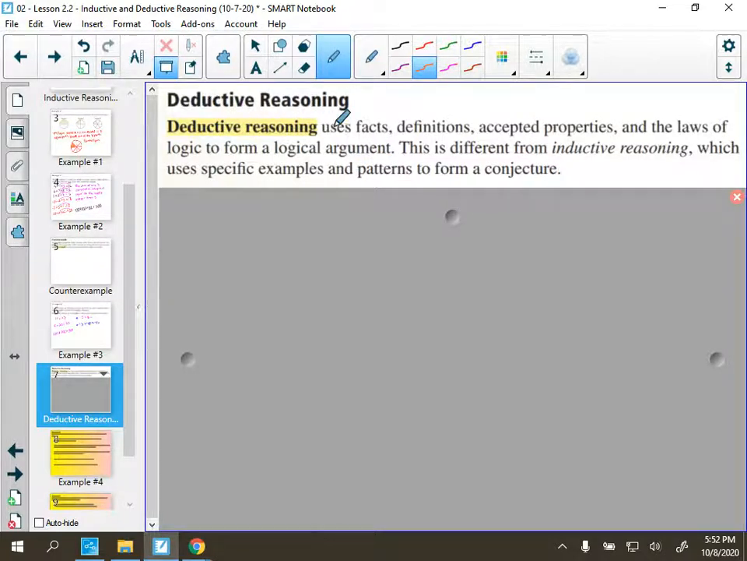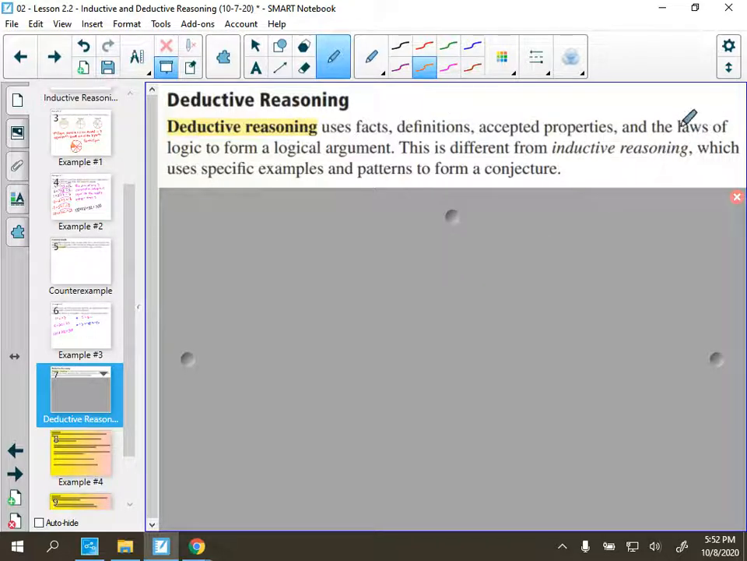So think of deductive reasoning like a court of law, right? I might go into the court of law and use patterns to suggest somebody's behavior, but I'm going to have a lot stronger case if I bring facts and evidence to back up my claim. So that's deductive reasoning. It's fact and definition based.